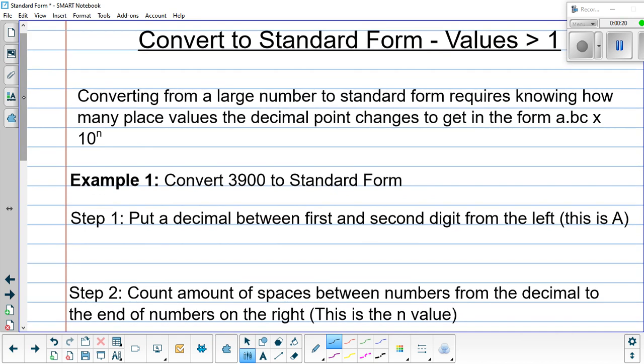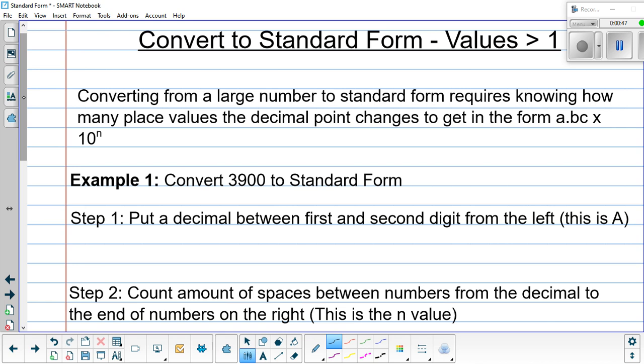The way we do this requires we know how many positions we're going to move the decimal point to get it into our standard form. Keep in mind that really what's going on is that the numbers are moving, but physically, when we're doing this on paper, we typically end up moving our decimal point. Just so you know what's actually happening in the background.